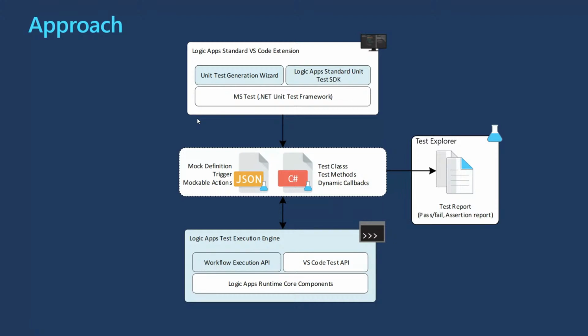When it comes to execution, you're going to have a Logic Apps test execution engine running on top of the Logic Apps runtime core components. That means you're going to be testing really close to the actual runtime engine. With that execution engine, we're going to allow you to programmatically call the execution of your workflow from code, and you don't have to know where your runtime is running, because all of that is part of that execution engine.